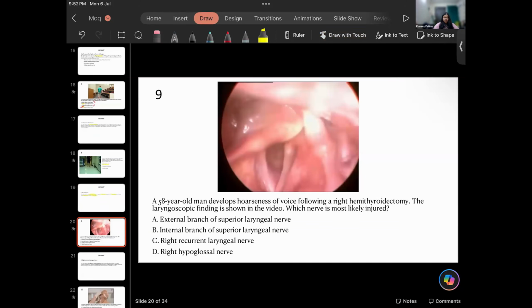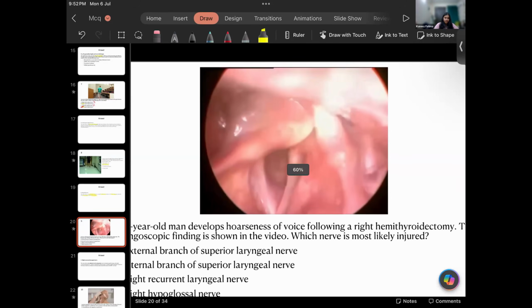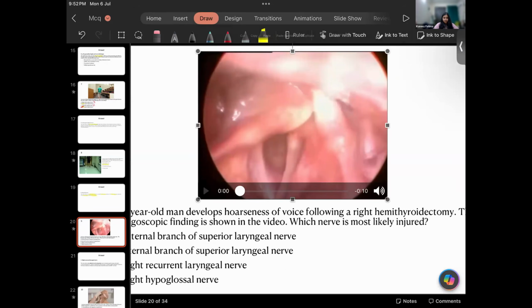Next, a 58-year-old man develops hoarseness of the voice following a right hemithyroidectomy. The laryngoscopic finding is shown in the video. Which nerve is most likely injured? So the question is based on the laryngoscopic image, and there is some kind of nerve injury. Let's see the video.